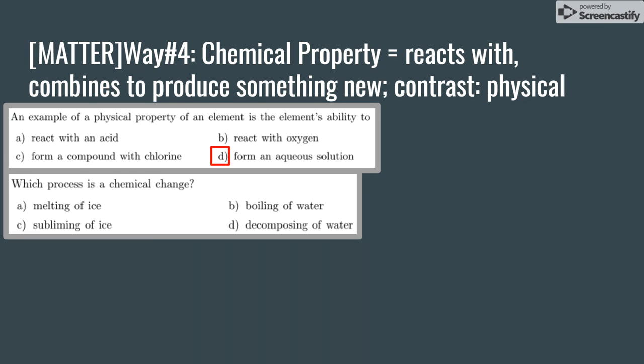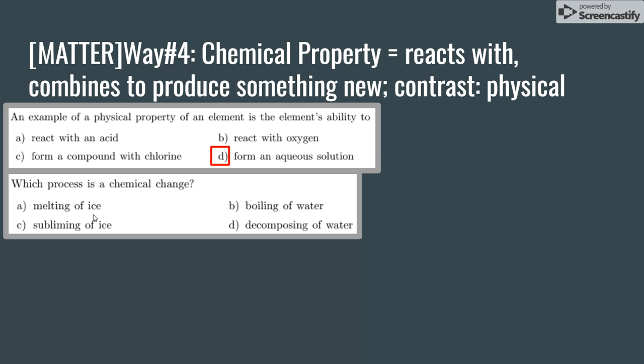Pause the video and consider which one's the answer. Okay, look at choices A, B, and C. When you think melting, you're converting from a solid to a liquid. When you're boiling, you're converting a liquid to a solid. And subliming is another type of phase change in which you're converting something from a solid to a gas. So A, B, and C all involve phase changes.